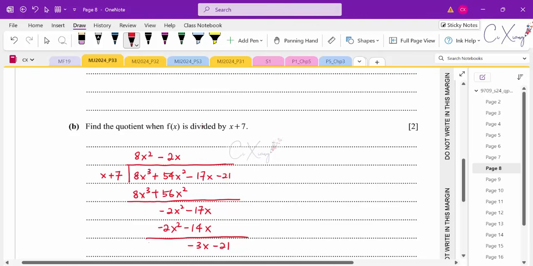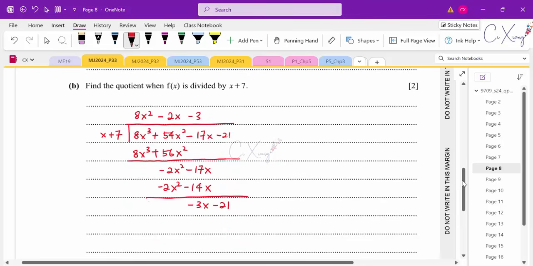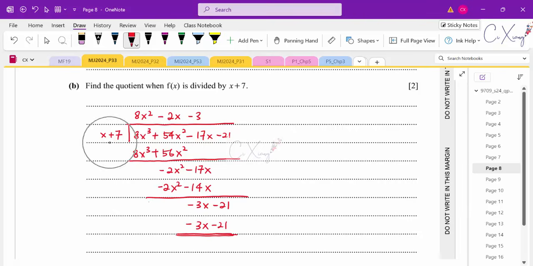So now, what is this term now? Something multiply with x to get negative 3x. So the something here will be negative 3. So negative 3 multiply with x, you have negative 3x. Negative 3 multiply with 7, you have negative 21. So by right, at the end of your long division, right, there should be no remainder here. So which is correct, because x plus 7 is a factor.